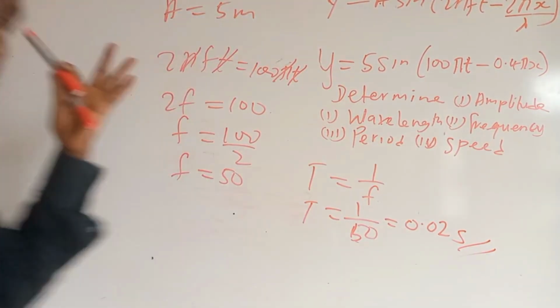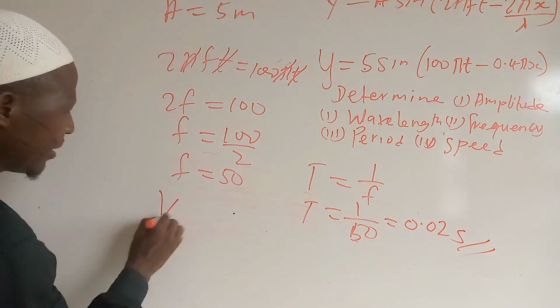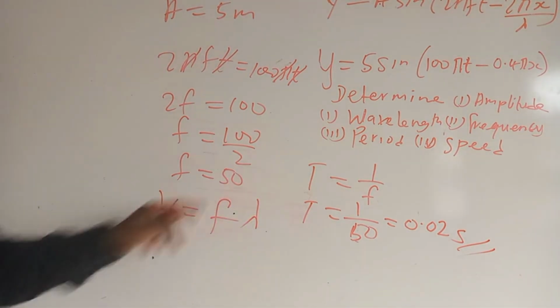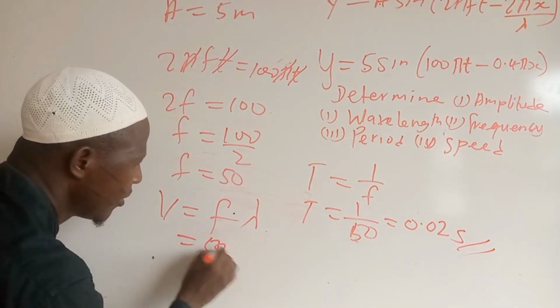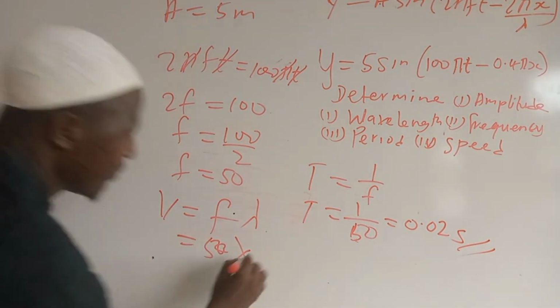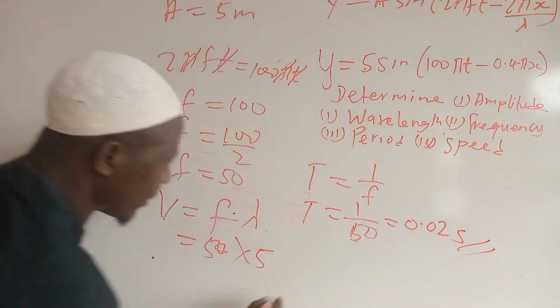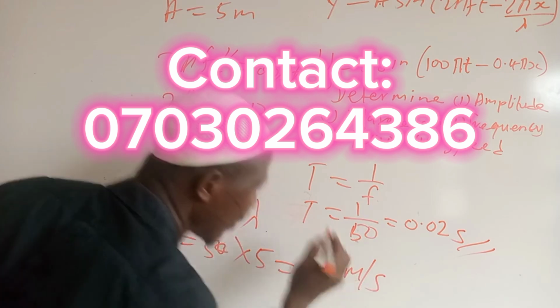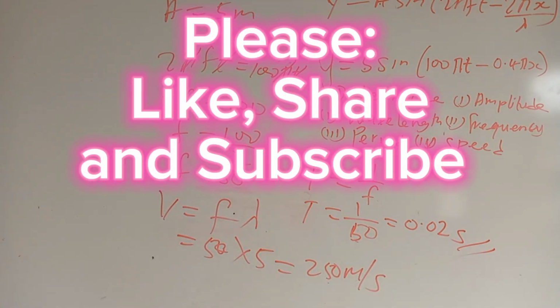Then the next one is speed. Very simple. Go to the formula that says v is equal to f lambda. You know your f to be 50, multiplied by what is our lambda? Our lambda is 5. So it will now become 250 meter per second. So that's that about that.